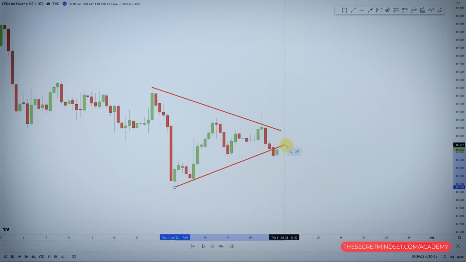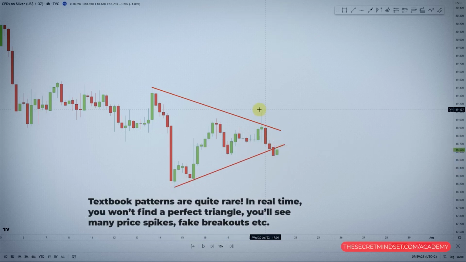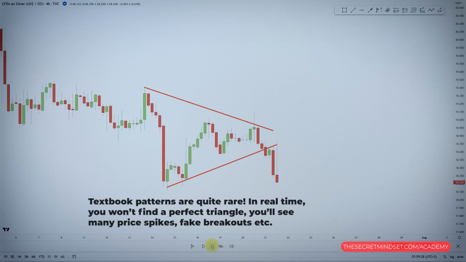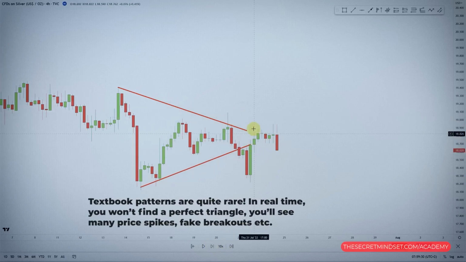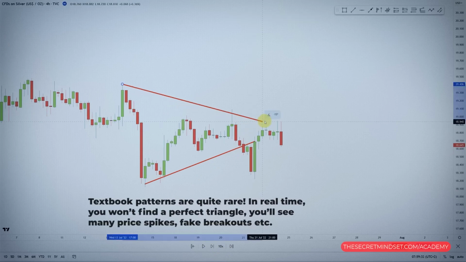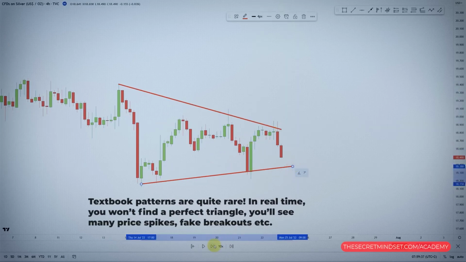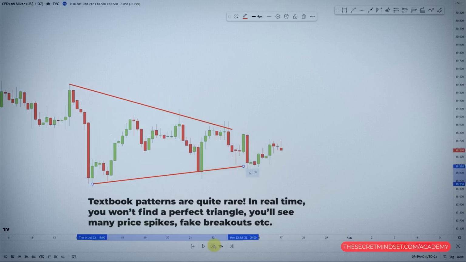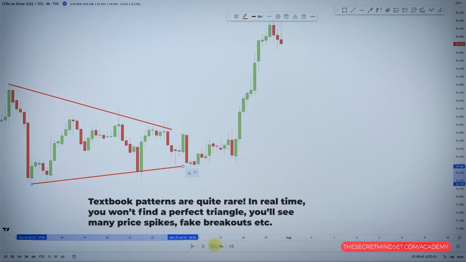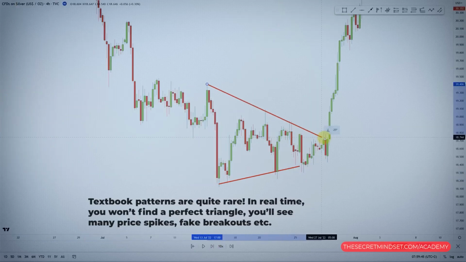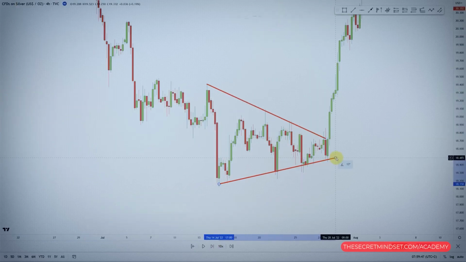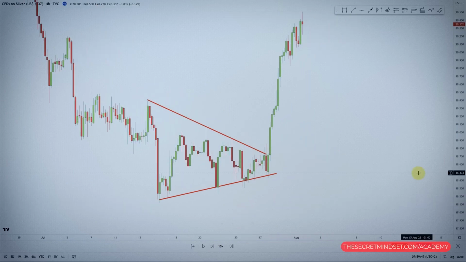Another key point is that textbook patterns are quite rare. In real time, you won't find a perfect triangle. You'll see many price spikes, false breakouts. You just have to observe the relationship between the swings and adjust your lines as the price unfolds. And another tip, chart patterns are more reliable on the higher time frames. So look at the bigger picture first.